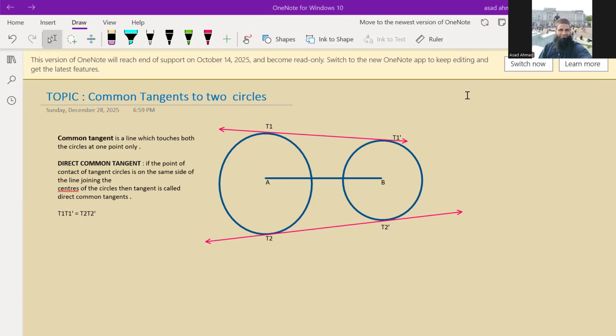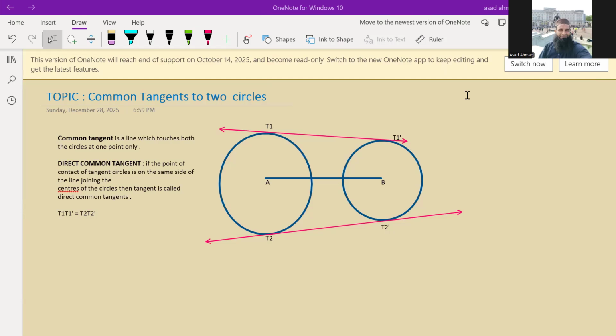We need to make one such common tangent line, which just touches the circles at one point each, like T1 and T1 dash. It will become a common tangent to both the circles. Similarly, one more common tangent can be drawn that touches both the circles at one point each, like T2 and T2 dash. So two common tangents are drawn.